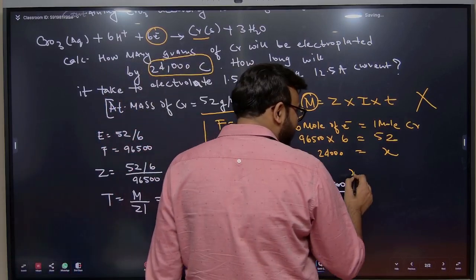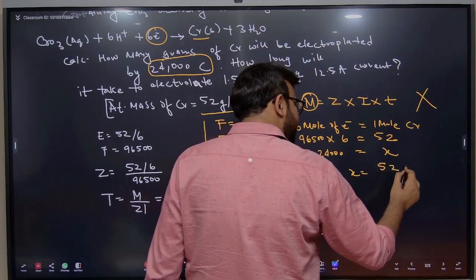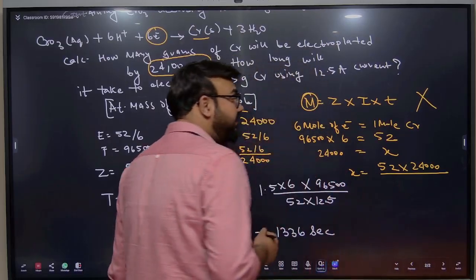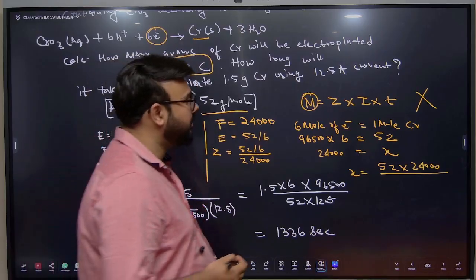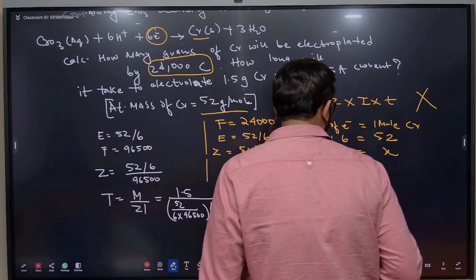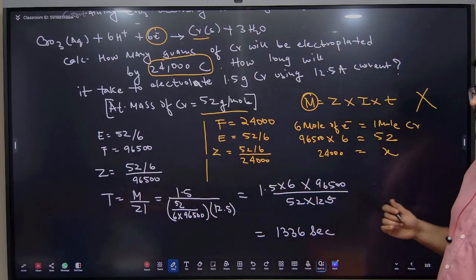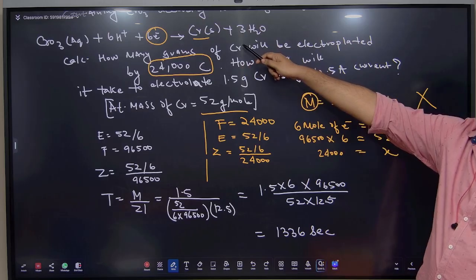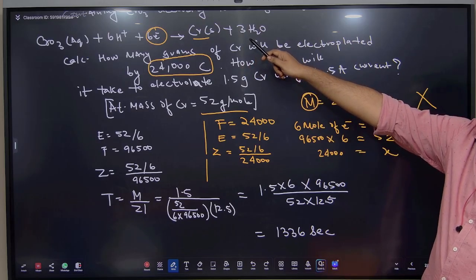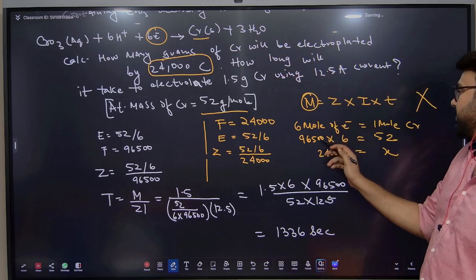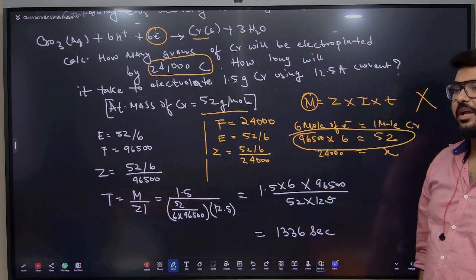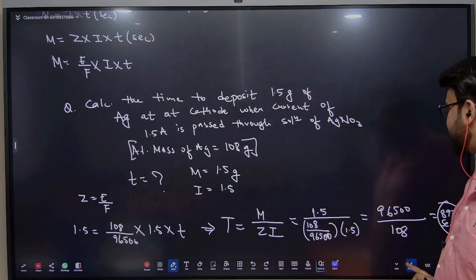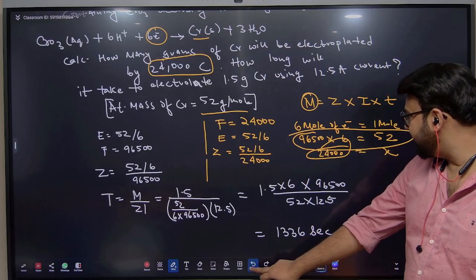So x will be equal to 52 into 24,000 divided by, tell me, why will I multiply 24,000 into 6? You didn't get it. 6 moles of electron are used to produce 1 mole, don't say gram, 1 mole of chromium. So that much Faraday is used to produce 52 gram. So with 24,000, how many grams will deposit? It's as simple as that.